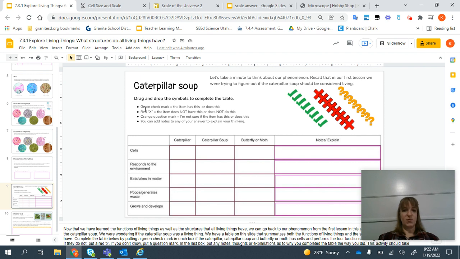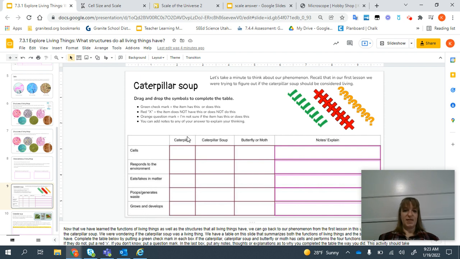So what we're going to do is we are going to look at each stage. We've got it listed here at the top: caterpillar, caterpillar soup, that's the in between, and then the butterfly or moth is what the caterpillar metamorphosizes or changes into. So what we're going to do is we're going to look at everything that we know about living things. We discovered today that living things are made up of microscopic structures called cells. And then yesterday we learned that living things respond to the environment. They eat and take in matter, they poop and generate waste, and they also grow and develop.